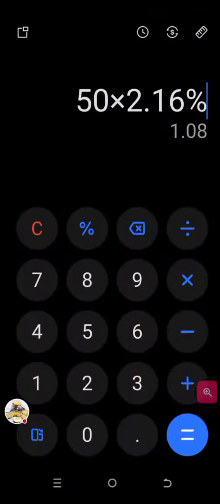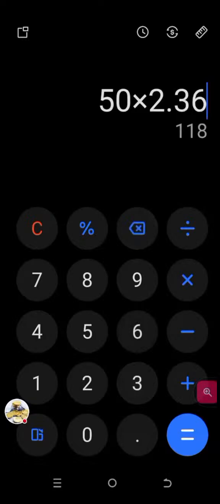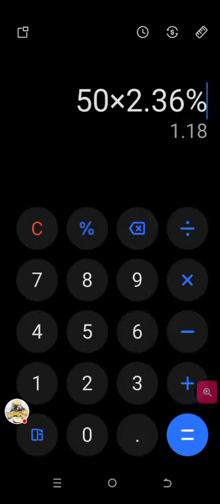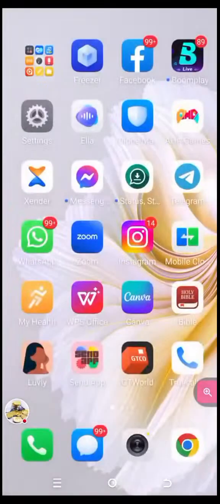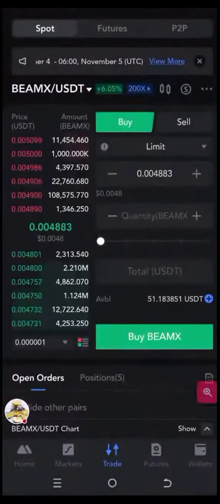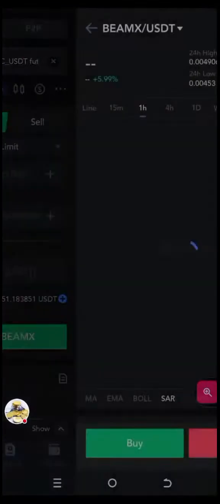So let me put 2.36 and check that out. Am I correct? Yes, I'm correct. I remember it from one of the trades I did earlier. That's why I can remember. So that's 2.36% that we got from Mexi. Beautiful, beautiful, right? Let's check the charts and see what is going on there currently.